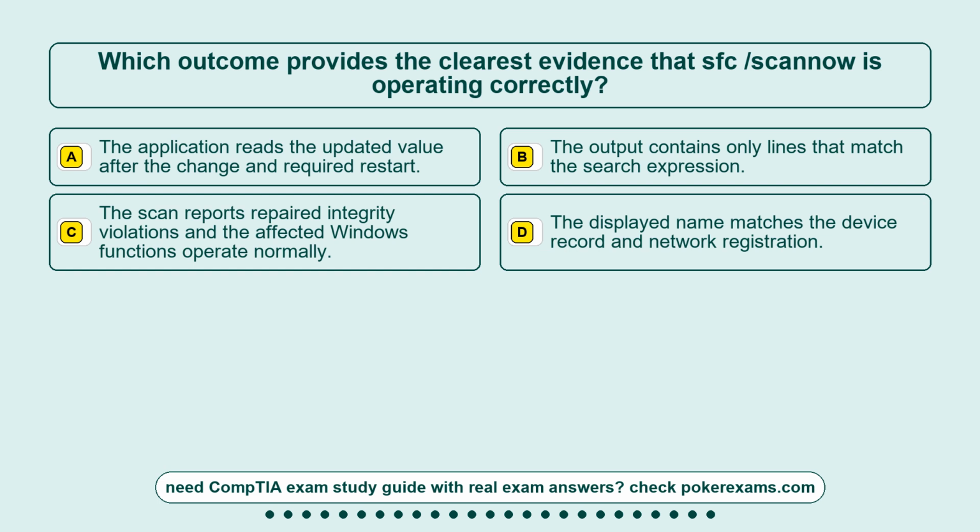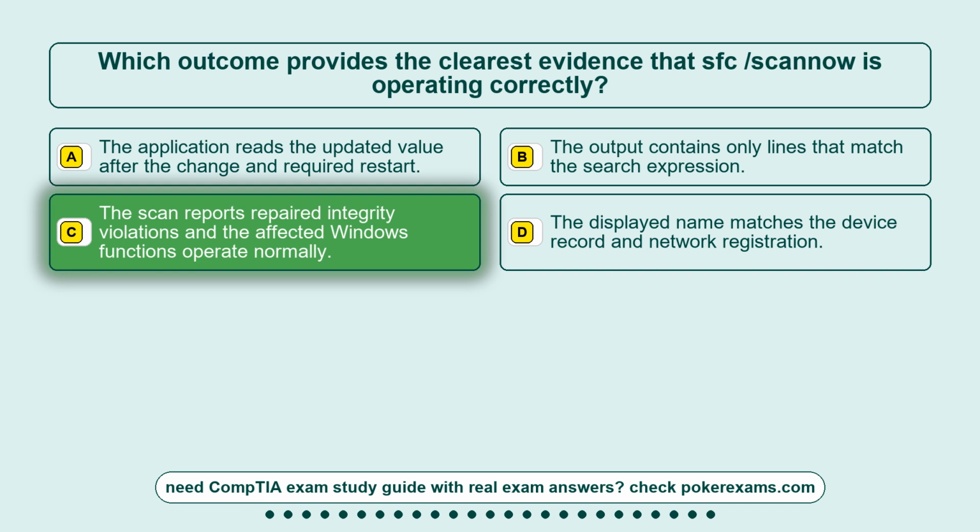Question 12. Which outcome provides the clearest evidence that SFC/scannow is operating correctly? Option A. The application reads the updated value after the change and required restart. Option B. The output contains only lines that match the search expression. Option C. The scan reports repaired integrity violations and the affected Windows functions operate normally. Option D. The displayed name matches the device record and network registration. The correct answer is option C.